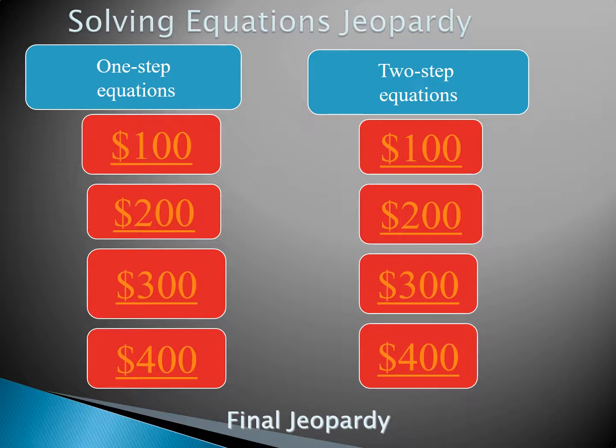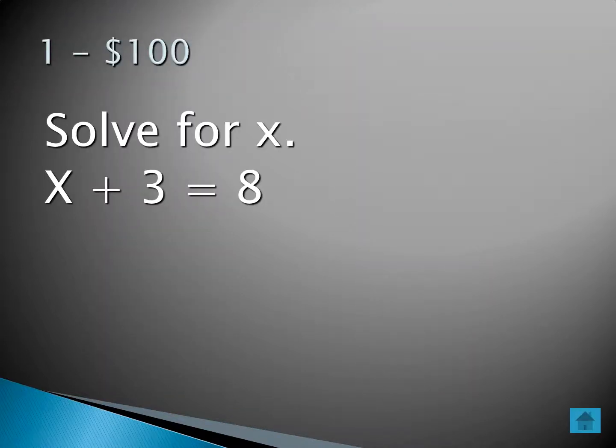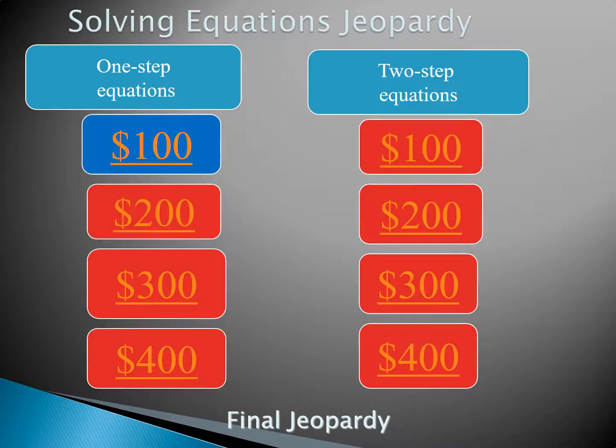So if I choose 1-step equation 100, the question is displayed on the board. So for x plus 3 equals 8. For the PowerPoint slides Jeopardy game, I'm going to ask students to write their answer on a mini whiteboard and show it to the teacher, or show it to me, at the same time, so everyone has an opportunity to participate. So the answer has to be 5. And if you click this button, it will move to the home screen, the first page.